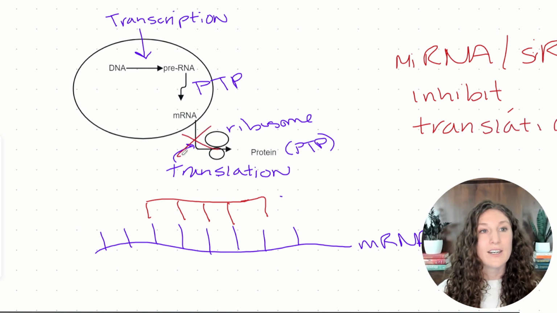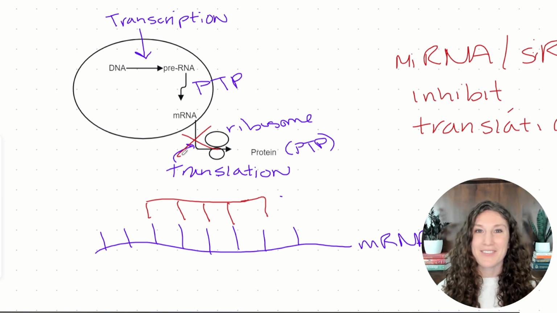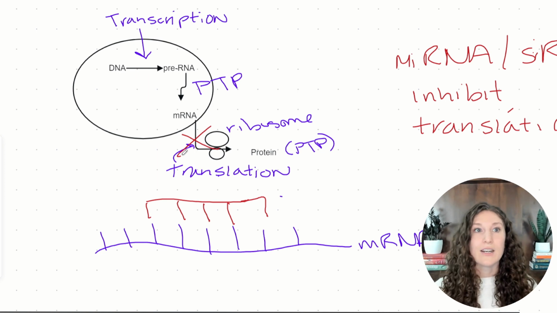They inhibit here. Now, the important piece, and this is why we're kind of working backwards through the central dogma, even though I'm sure this is kind of basic for many of you, the important thing here is that the microRNAs and siRNAs are not affecting transcription or post-transcriptional processing. Anything before the translation step is still happening and is happening as normal.